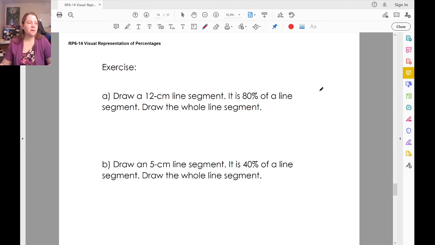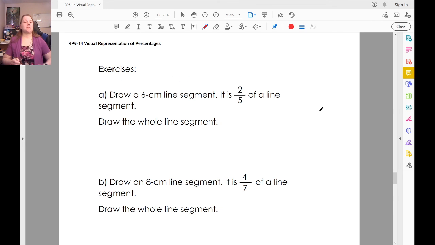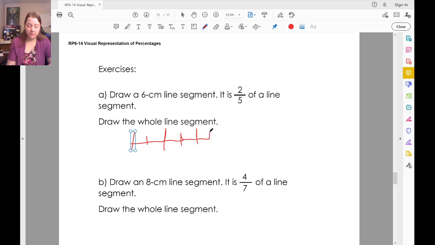So let's go back and let's take a look at these exercises, but we're not going to do it exactly the way that they suggest. 2/5 of a line segment, you would have to split it up to get the 1/5. So if this is 2/5, we're just not going to draw it to scale. Here would be the split for 1/5, and then you'd split it 3 more times. 1/5, 2/5, 3/5, 4/5, 5/5.